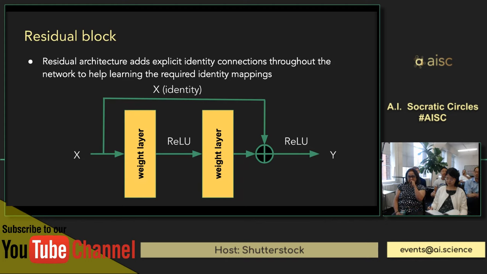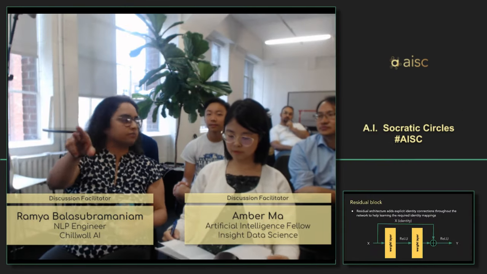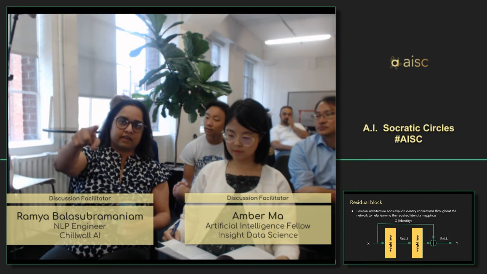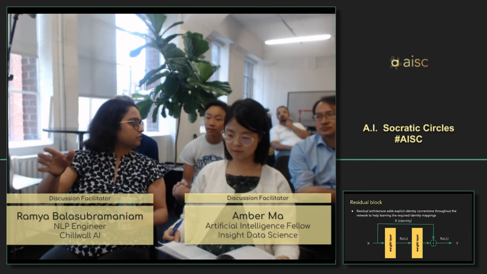Can I add something? Yeah, of course. Are you saying that for this weight layer, why do you have two instead of one? I think this is variable actually. The X that you're talking about is added to the weight layer, and then it goes into the ReLU function.